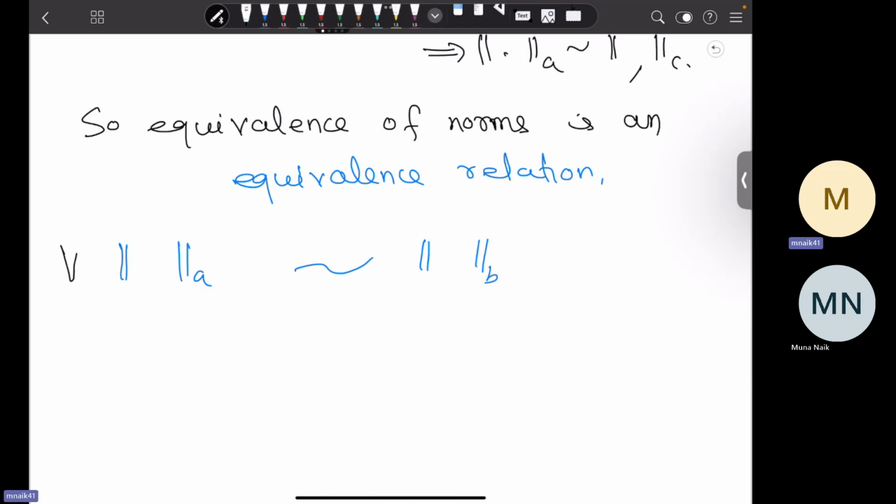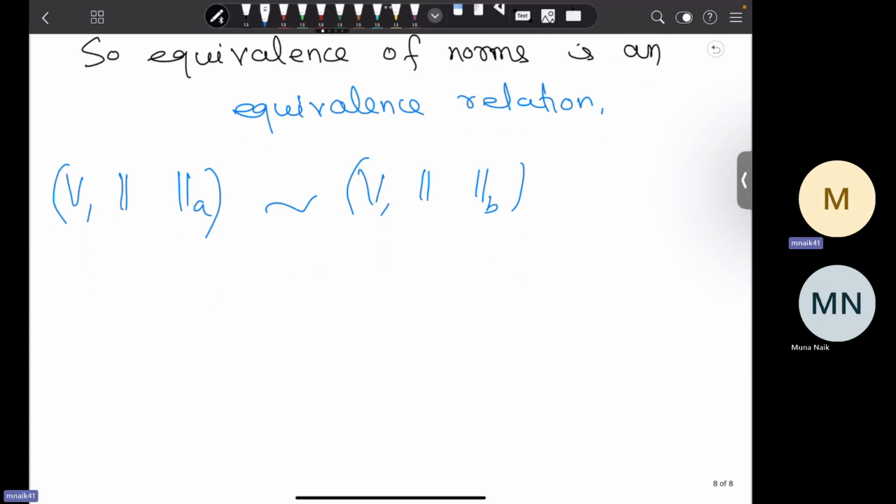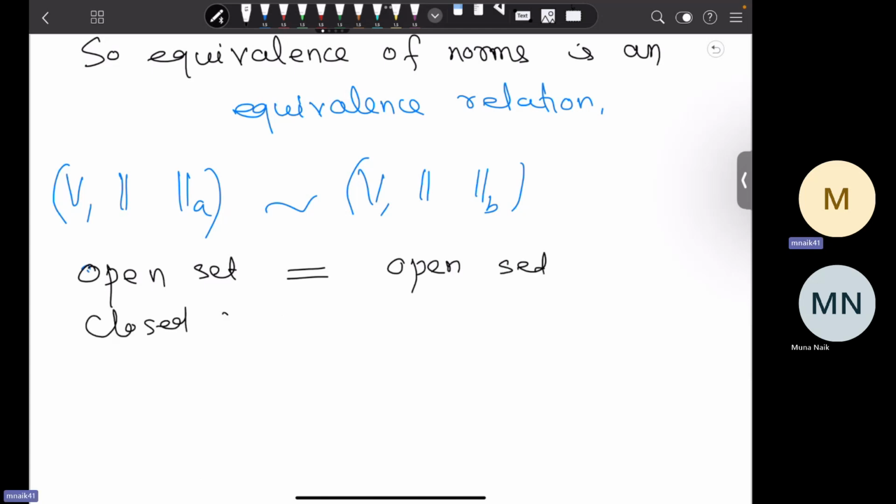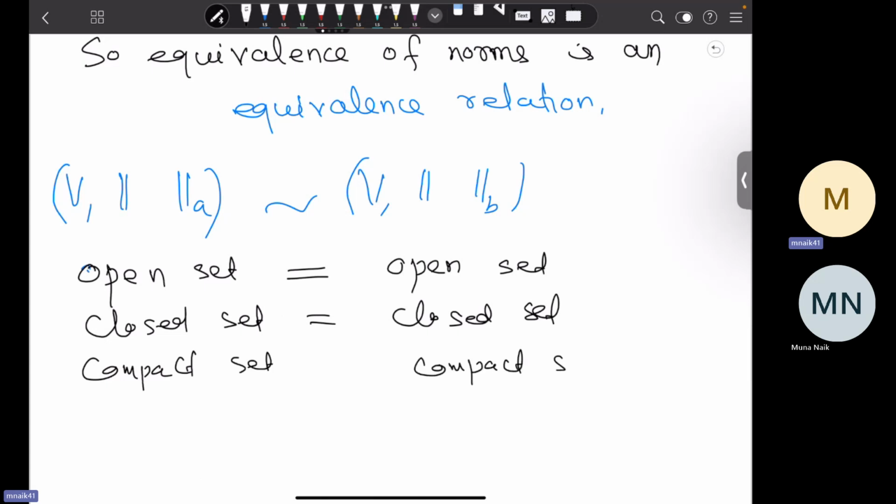Now suppose norm A is equivalent to norm B, and both are norms on the vector space V. These will induce a topology on V, each one inducing its own topology. It turns out that if two norms are equivalent, then an open set with respect to the norm A topology will be the same as an open set in the topology from norm B. Similarly, a closed set here will be the same as a closed set there. So compact set, connected set, whatever topological property holds here, it will be the same there.